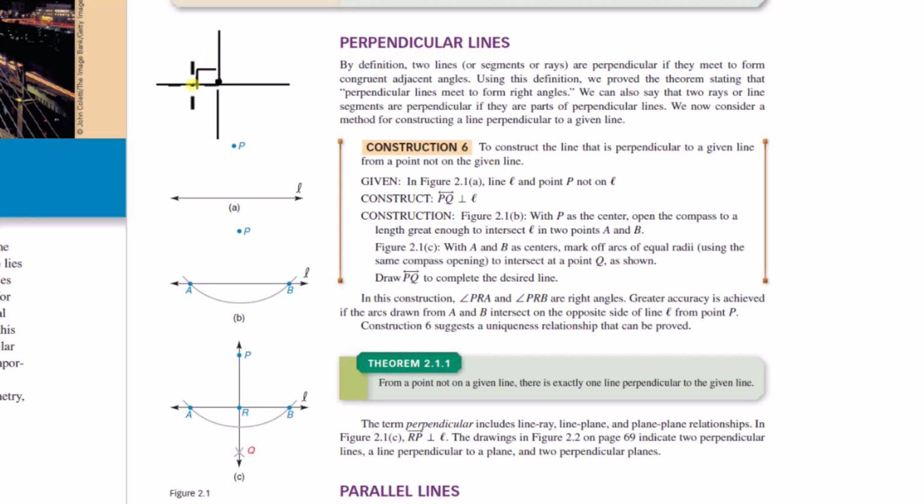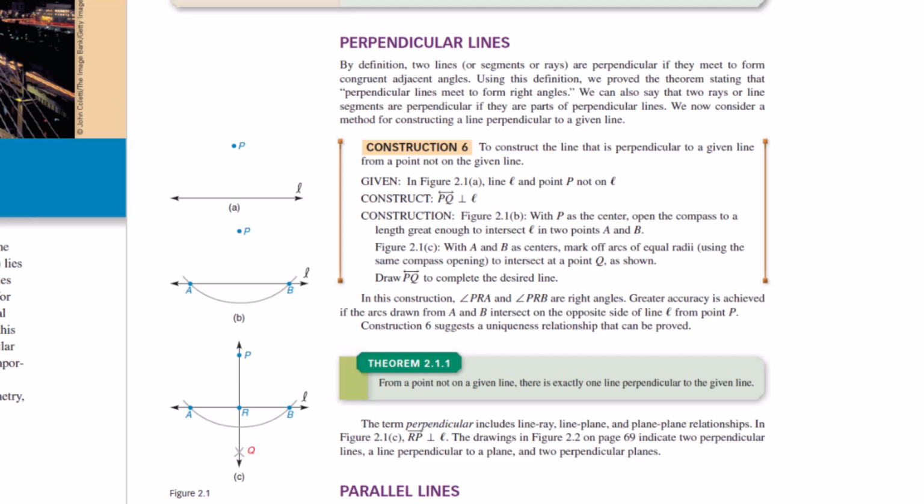Like this couldn't be 90 degrees, this is 90 degrees, but this line continues through, it stays a line, and then this is 120 and this is 60. That couldn't happen. So, okay, but that's the definition of perpendicular. Two lines, segments or rays meet to form congruent adjacent angles. Using this definition, we proved the theorem stating that perpendicular lines meet to form right angles. That was a theorem, not a definition, because that was a result of the definition. We can also say that two rays or line segments are perpendicular if they are part of perpendicular lines.